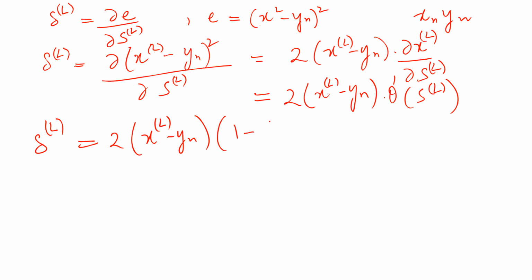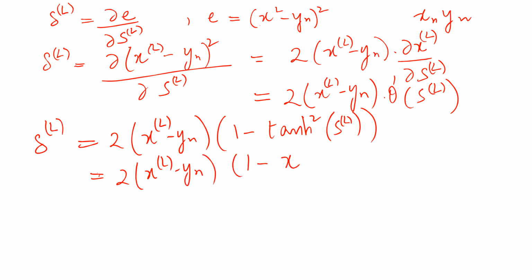And so 1 minus tanh squared of sL, which in turn can be written as (xL minus yn) times (1 minus xL squared), right? Because tanh of sL equals xL, and there is a square, so I will add that square here as well. Of course, you can go and verify this, but that's it. So I got this equation for my delta L, which is the sensitivity for my last layer. Now, what I can do using this is compute my delta E with respect to the weights at layer L.